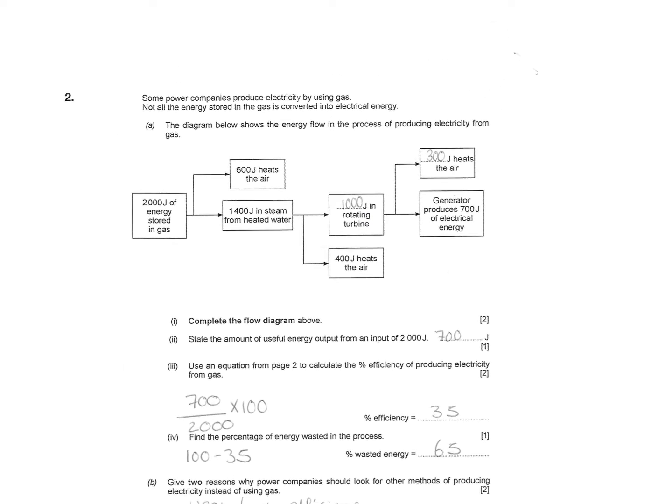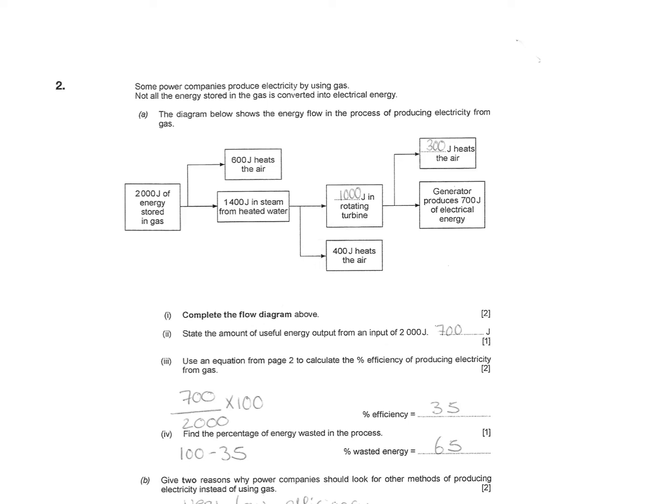Okay, the diagram below shows the energy flow process from producing energy from gas. Okay, so you start with 2000 here. 600 is then lost as heat to the air, and 1400 is heated as steam. If you were to add that up, okay, that would give you 2000. So we're always going back to the initial value. Same kind of thing happens here. 1000 joules is used to rotate the wind turbine, 400 heats the air. Again, that adds up to 1400.